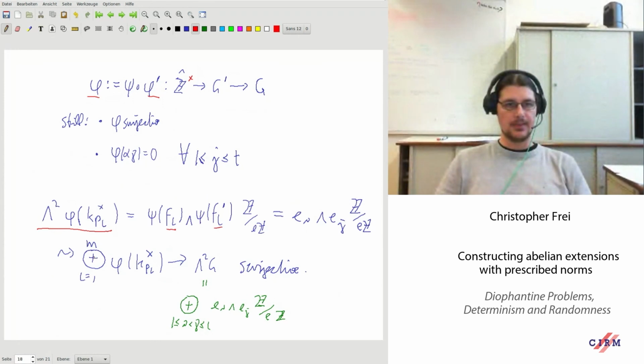So if I take now the sum over all my pairs of primes, PL, QL from 1 up to M, of the exterior squares of the image of KPL star, then this covers my exterior square of G, because that's just the direct sum of all cyclic factors of this form. Okay, so we have guaranteed that the Hasse principle holds.